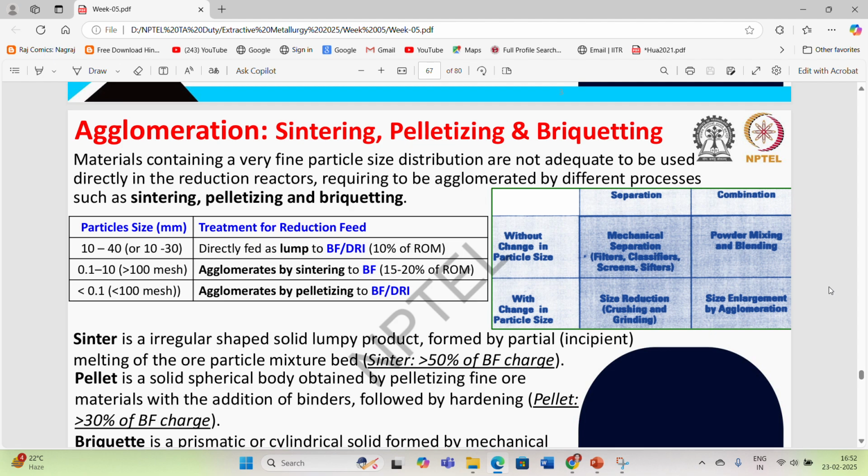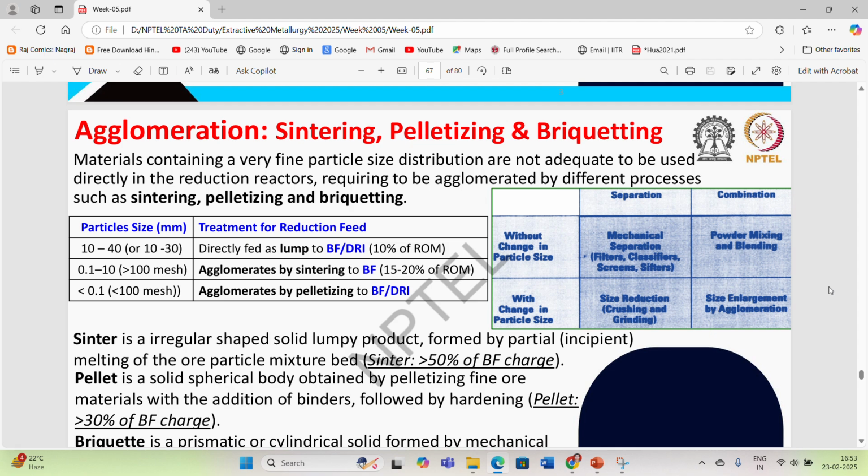During mineral processing operations, when we are trying to concentrate a particular ore by removing the gangue materials from it, we produce different particle sizes during the crushing and grinding operations. These sizes cannot be directly fed into the blast furnace operation or whatever operation we are going with. So sometimes we need to increase the size of those products by agglomerating them in the form of sinter, pellets, or briquettes.